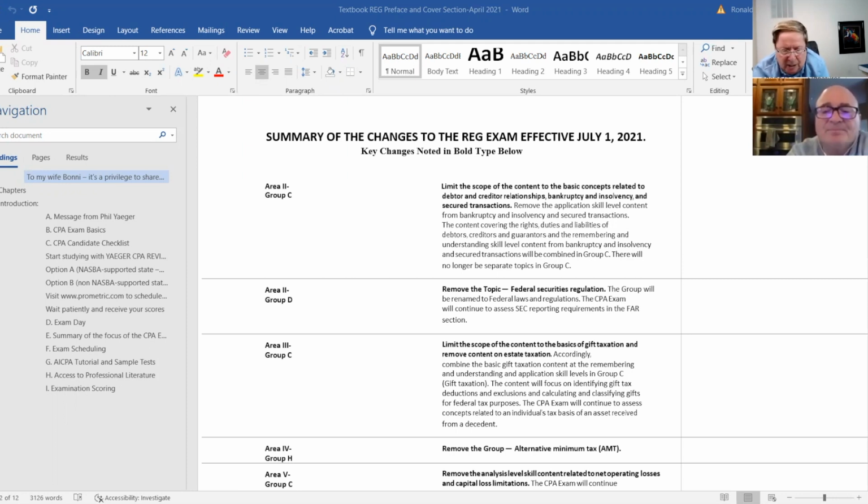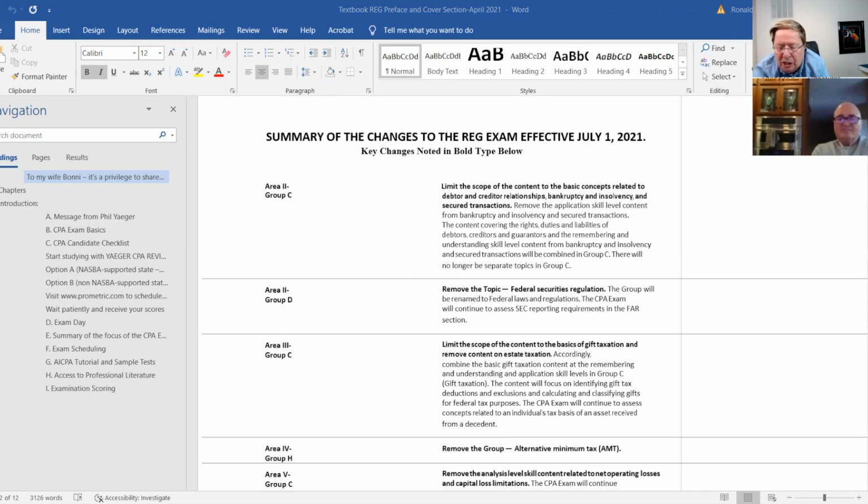And the content covering the rights, duties, and liabilities of debtors, creditors, and guarantors, and the remembering and understanding skill level content from bankruptcy and insolvency and secured transactions will be combined in Group C. All right. There will be no longer separate topics in Group C.